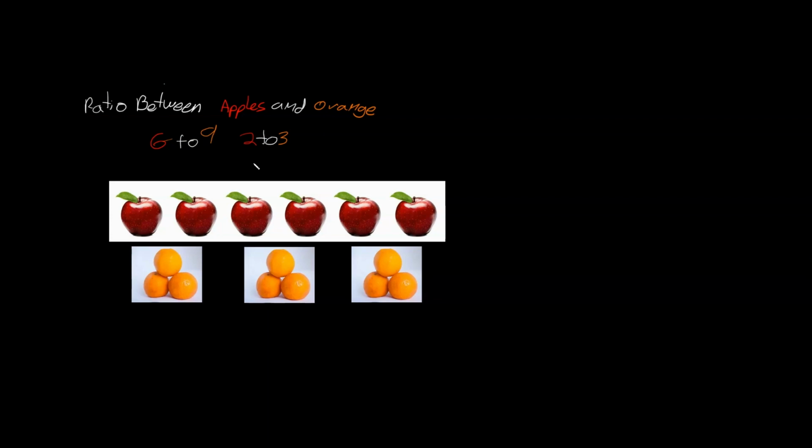The proper notation, or the way of writing a ratio, is to replace the word "to" with a colon. So we would write this ratio as 2 colon 3. So the ratio of apples to oranges is 2:3. And keep in mind that the order in which the items are listed does matter.